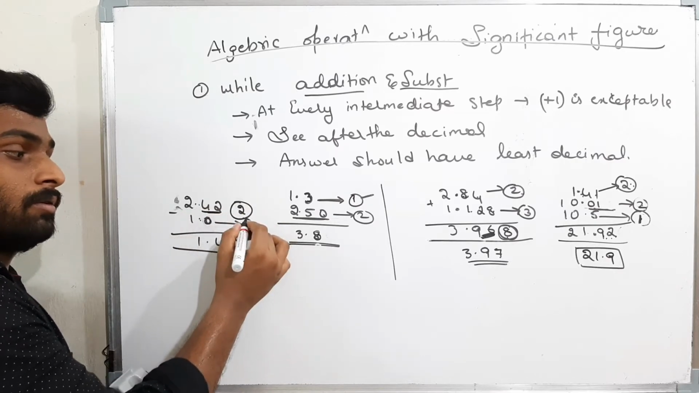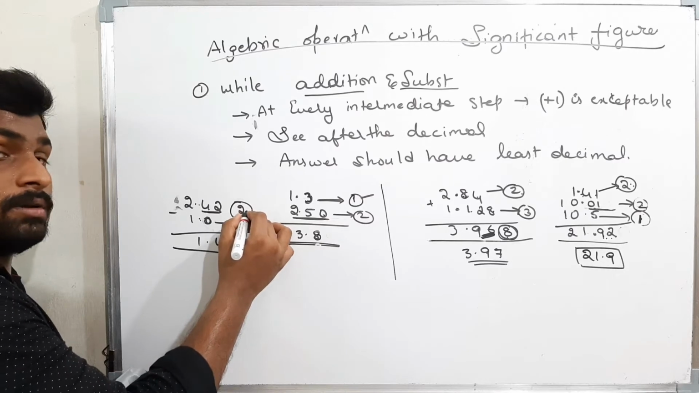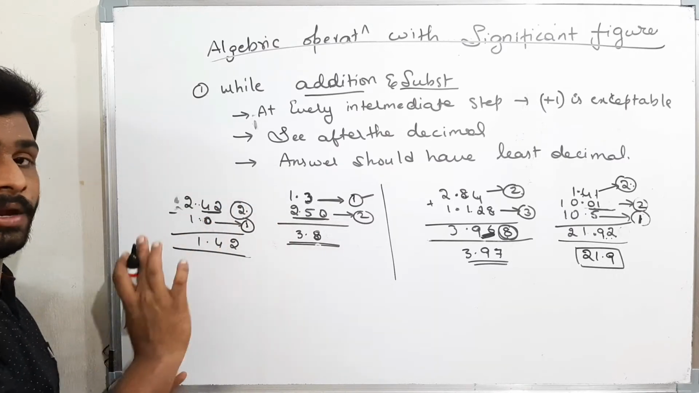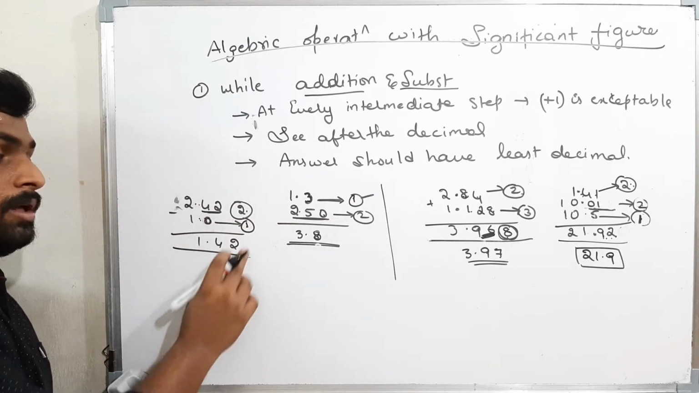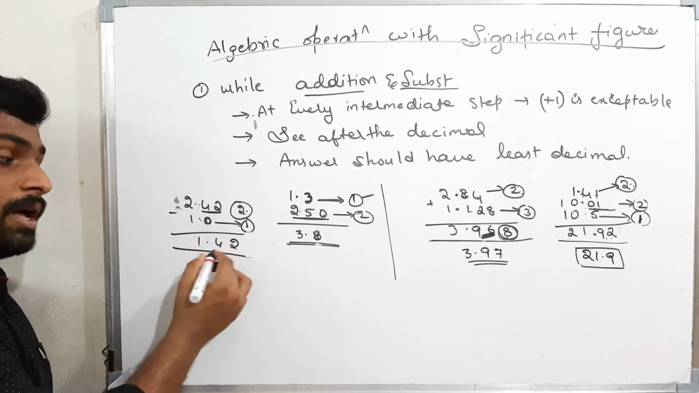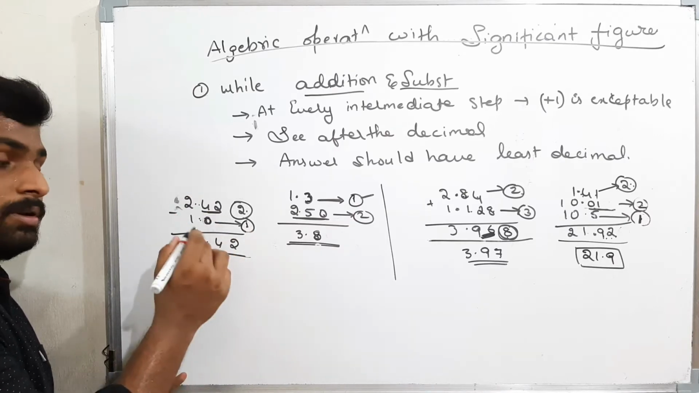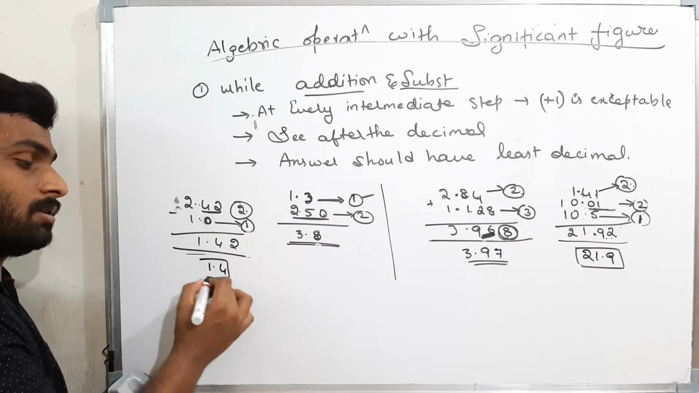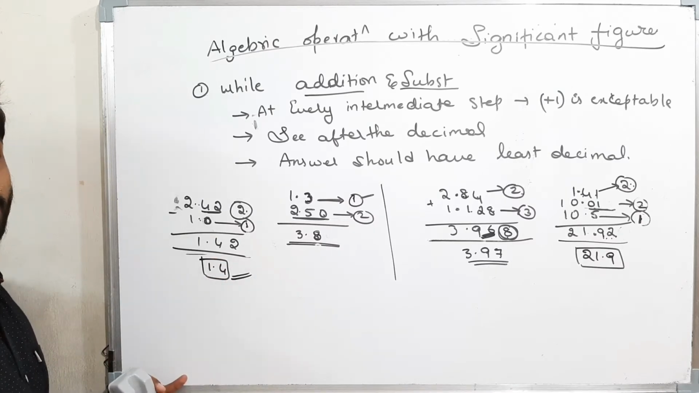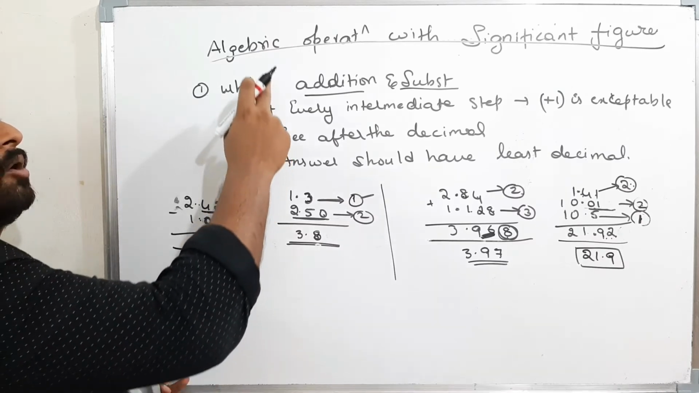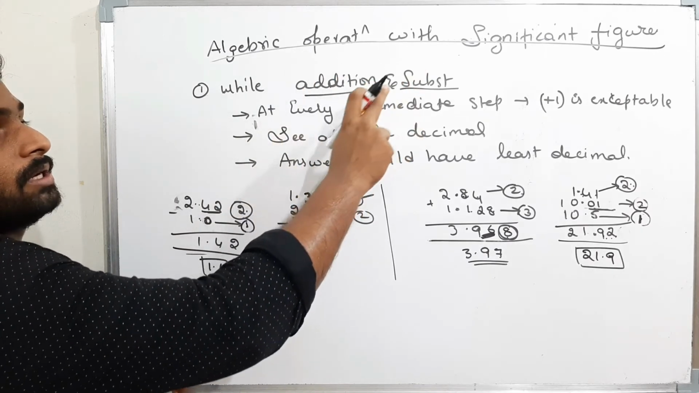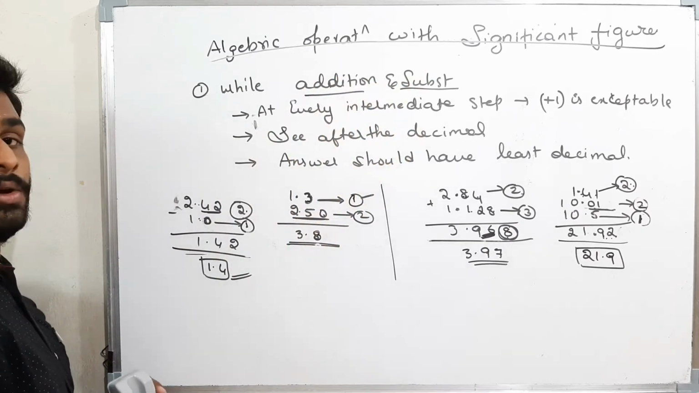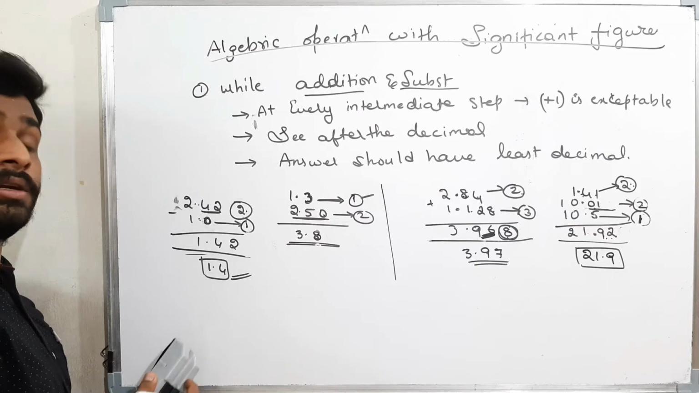2. The least is 1, plus 1 gives 2. Therefore, it is acceptable, therefore I am subtracting. The final answer is 1.42. But the least is having how many? 1. Therefore, the answer should also have only one digit after the decimal. Therefore, 1.4 is the answer. These are the algebraic operations with significant figures for addition and subtraction. Now next we will see multiplication and division.